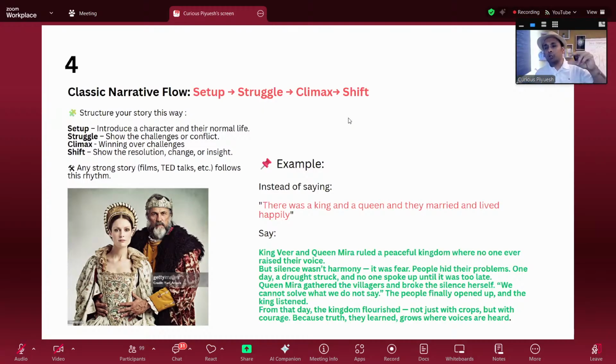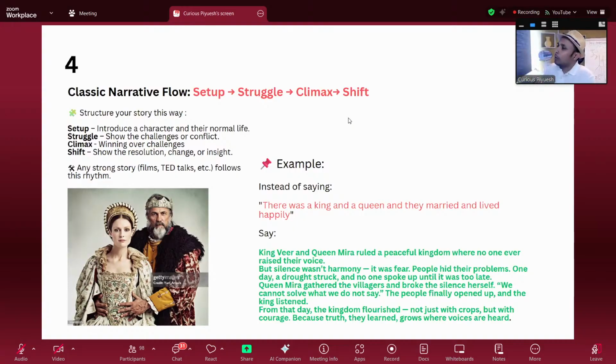So initially it will show Bahubali's normal life. He is a normal village guy. Or Harry Potter, a normal guy. Or maybe Spider-Man, a normal guy doing a job and all. Then comes the struggle, which shows the challenge or conflict. Do you remember the Bahubali movie in which he is struggling to rise up the mountain? Yes. It builds.